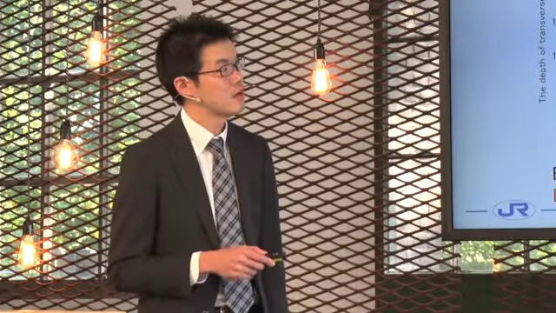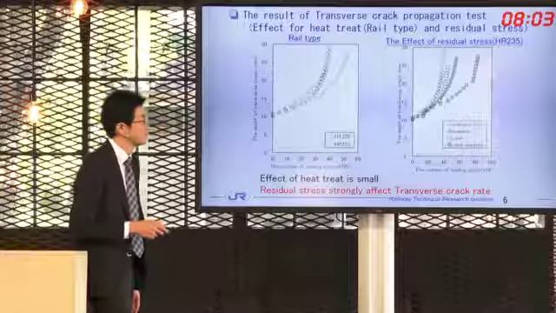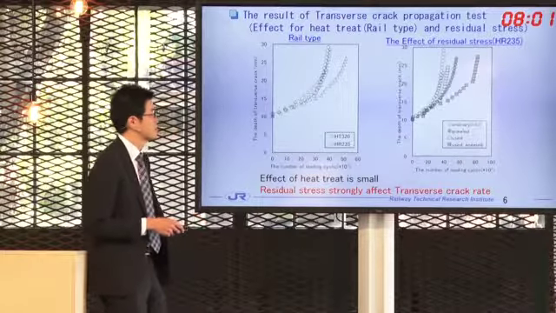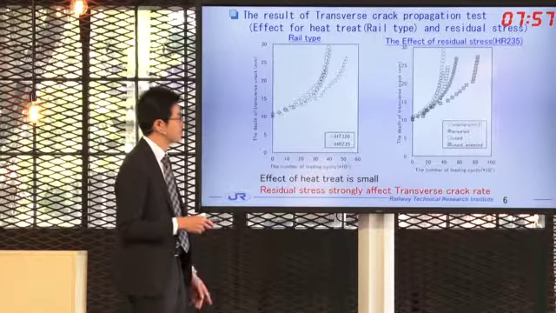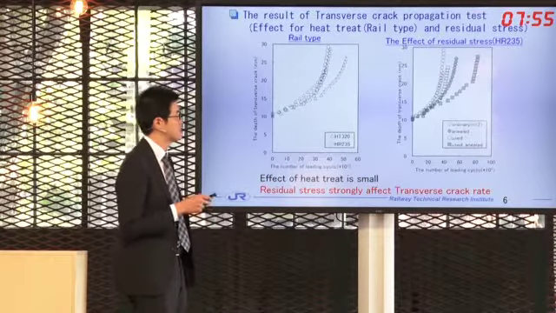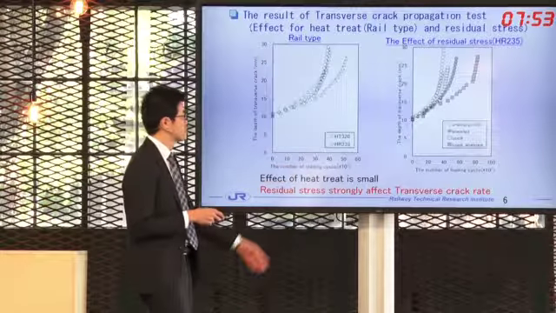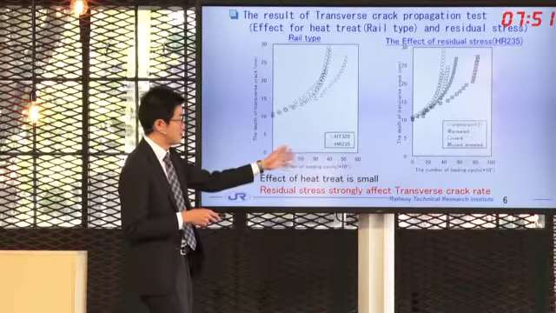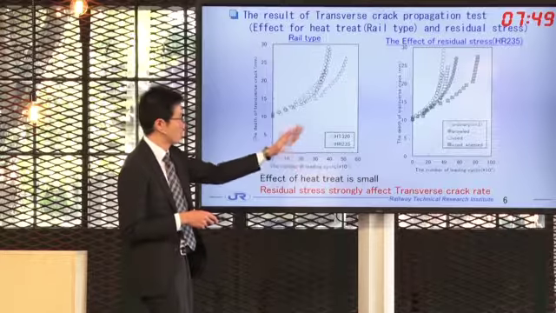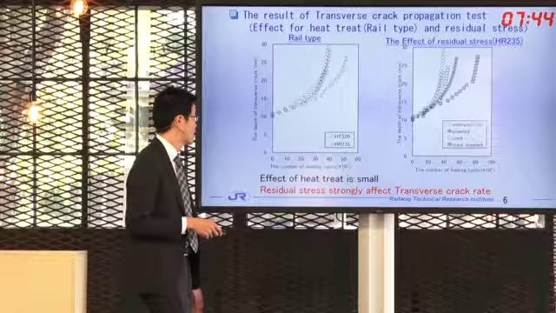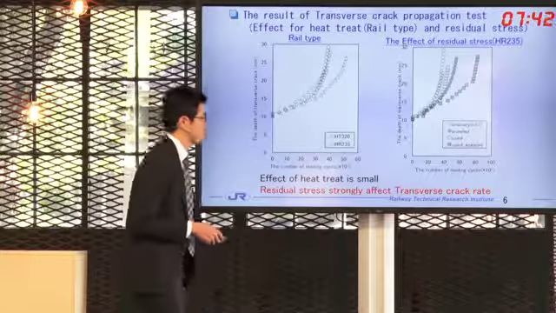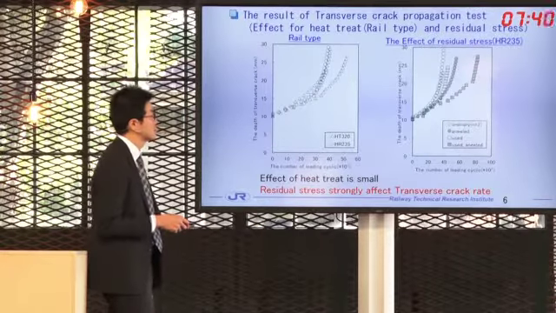Next, the figure on the right shows the effect of residual stress. The gray points show the result of the annealed rail. The tendency is low compared to the usual rail. It means the residual stress strongly affects the transverse crack rate.